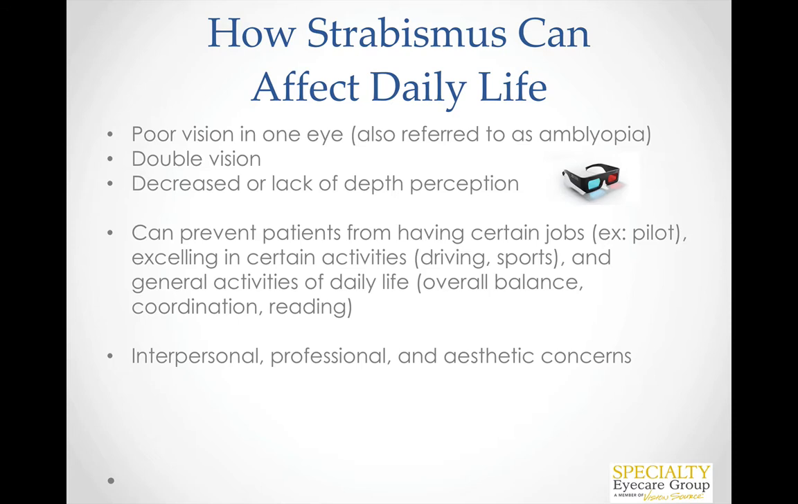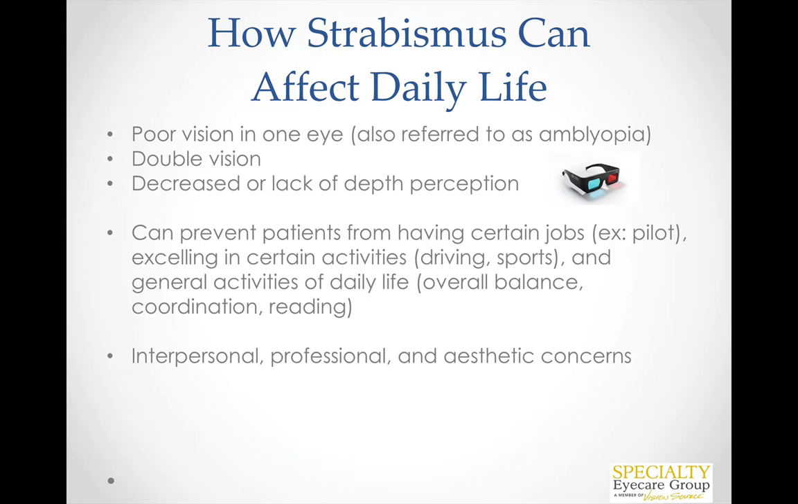So what happens with strabismus, and how does it affect daily life? It definitely can cause poor vision in one eye, the eye that is turned, and that's also referred to as amblyopia. So they can kind of have both problems happening at once.